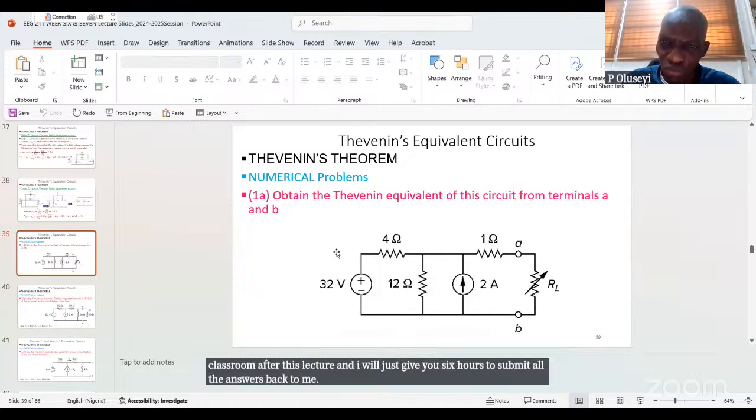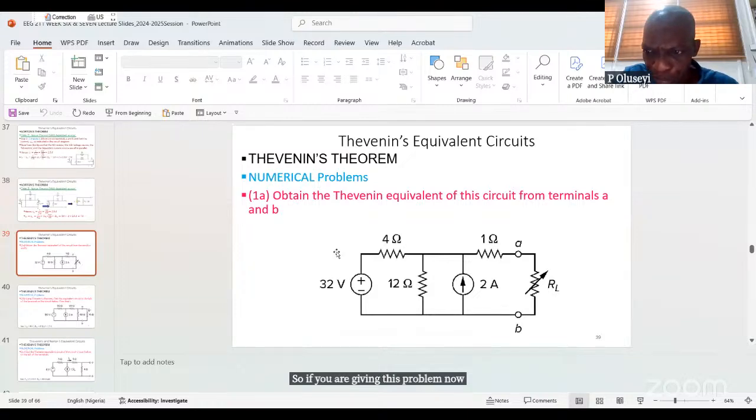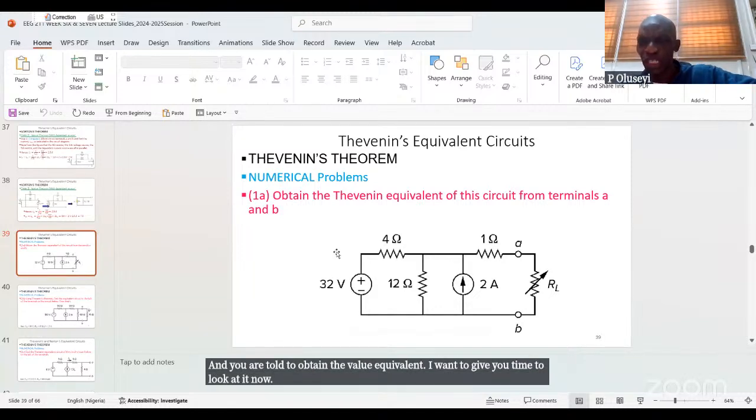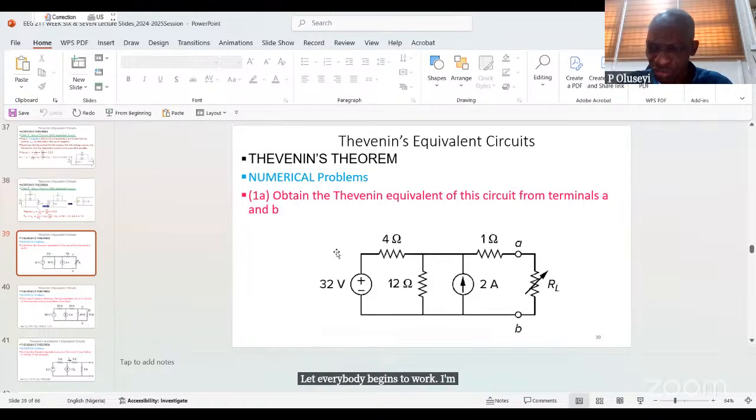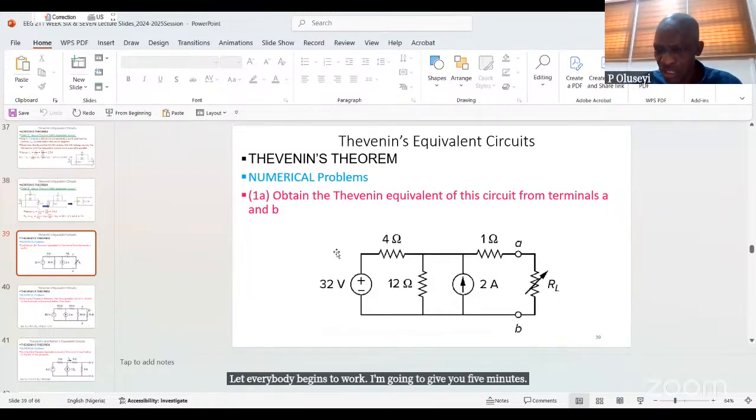So if you are given this problem now to solve, and you are told to obtain the Thevenin equivalent, I want to give you time to look at it now. Let everybody begin to work. I'm going to give you 5 minutes. So by 8:40, I'm going to call one or two of you to solve this. You have 5 minutes to solve this.